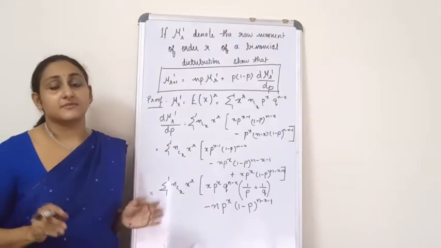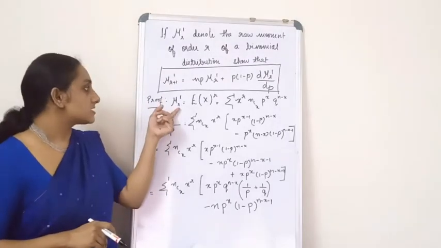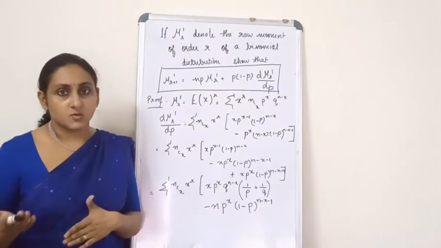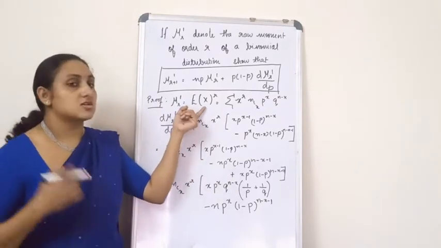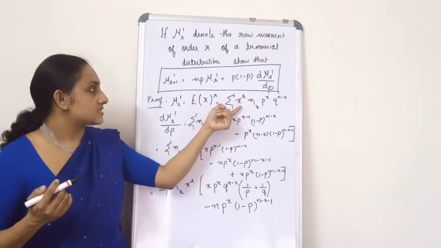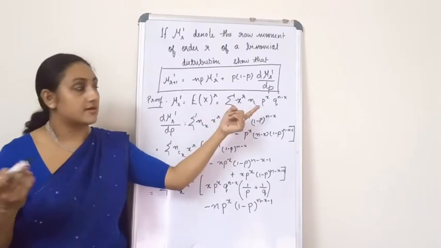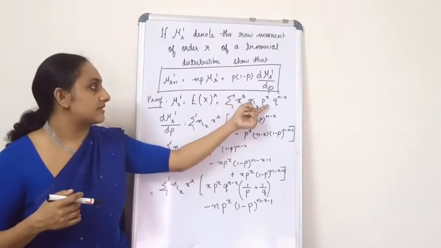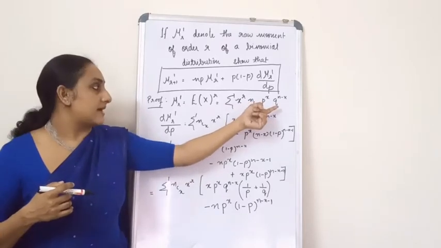To begin with the proof, I consider mu r dash. Now I hope you all know what is mu r dash. What is it? Expectation of x the whole raised to r. And when you expand it, you will get summation x raised to r nCx. So instead of f of x, you can write nCx, p raised to x, q raised to n minus x.